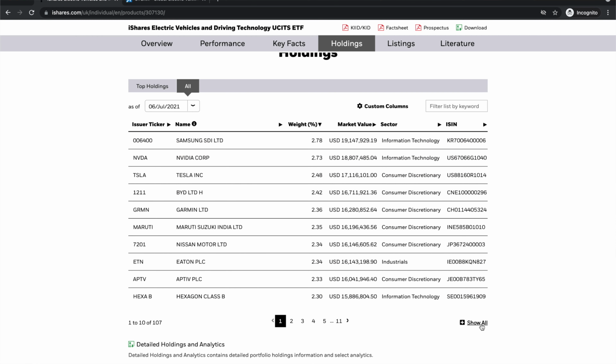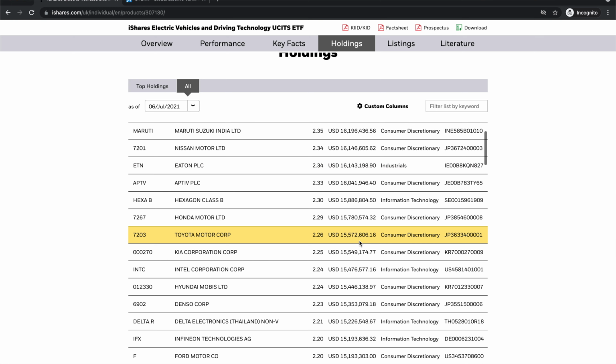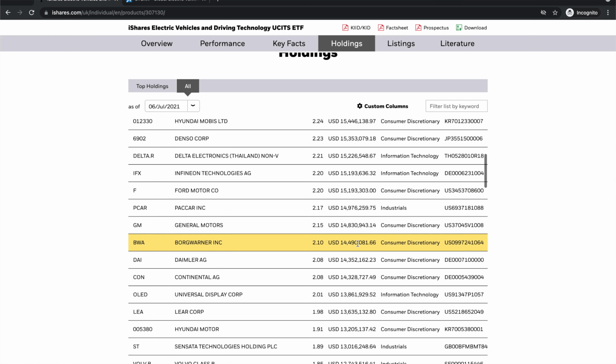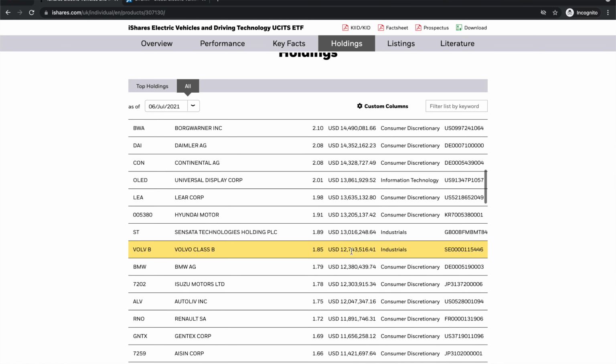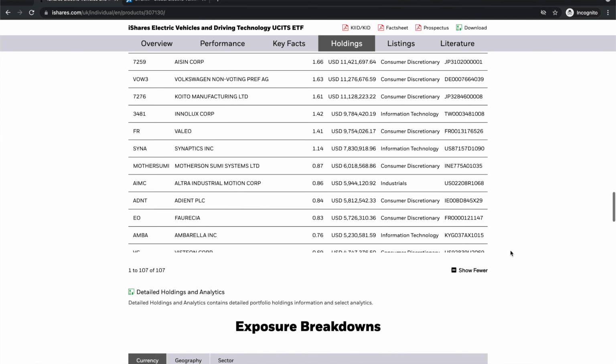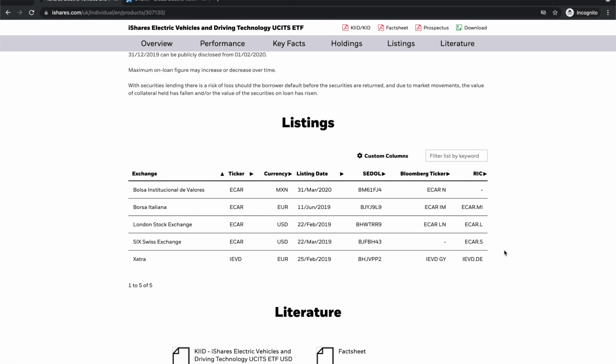So here you can see a lot of familiar names as well in the auto manufacturing industry: Kia, Ford, Hyundai, Honda, Toyota, General Motors, Daimler or Mercedes, Nissan, BMW, Volvo, Renault, and many others. If I keep scrolling down, you can see here the listings, where basically we have the exchanges that list this ETF in particular. So for example, here in the UK, I can trade this ETF on the London Stock Exchange or the LSE.